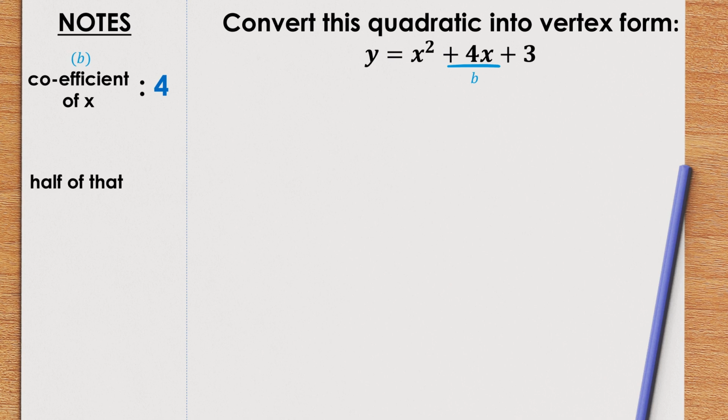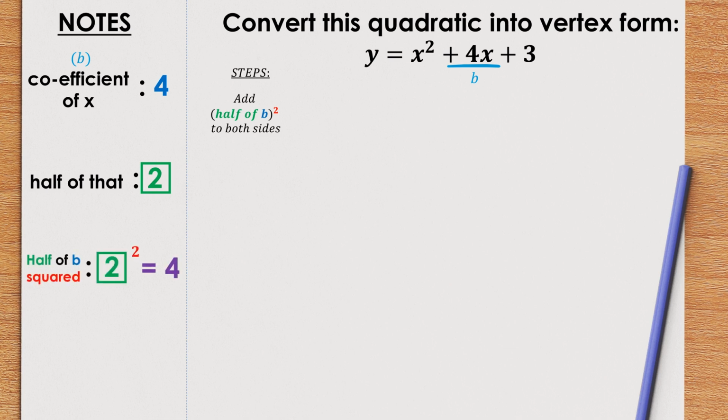The next step is to take half of that number. Half of 4 is 2. This number is important in later steps, so I like to just write it off to the side and box it. The third step is to square that number and add it to both sides of the equation. 2 squared is 4, so we'll add 4 on both sides like so.